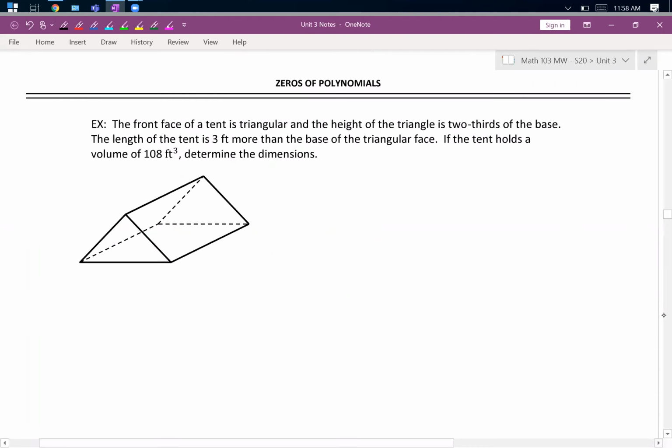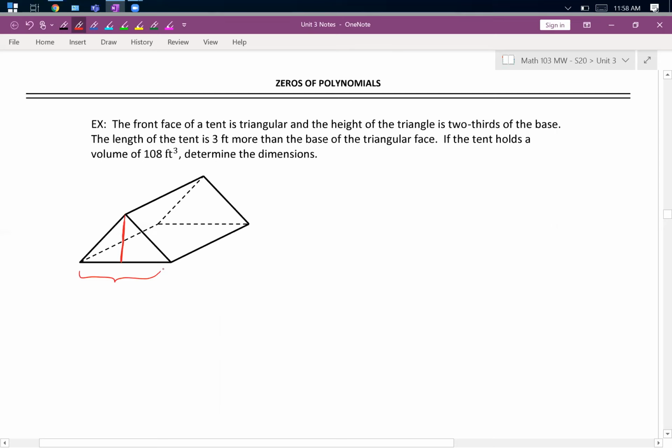The front face of a tent is triangular and the height of the triangle is 2/3 the base. The length of the tent is 3 more than the base of the triangular face. If the tent holds a volume of 108 cubic feet, we want to determine the dimensions. Well, I drew a tent for you, but we need to label it. It says that the height is 2/3 the base. So this right here is our height. It is 2/3 the base, which is this part down here.